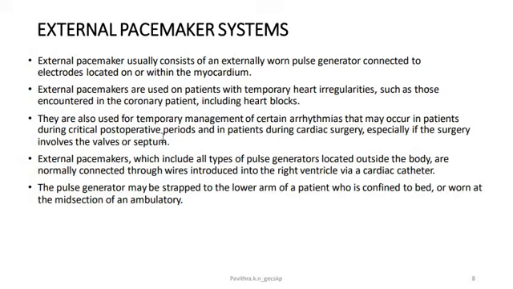The external pacemaker includes the pulse generator and whatever other components, all located outside the body. This outside system is connected to the heart through lead wires introduced into the right ventricle through a cardiac catheter. Through the catheter we implant these wires, which connect the external pulse generator and other components with the heart. This pulse generator needs to be tied to the human body, right? So it will be strapped to the lower arm of a patient who is confined to bed, or worn at the midsection of an ambulatory patient.